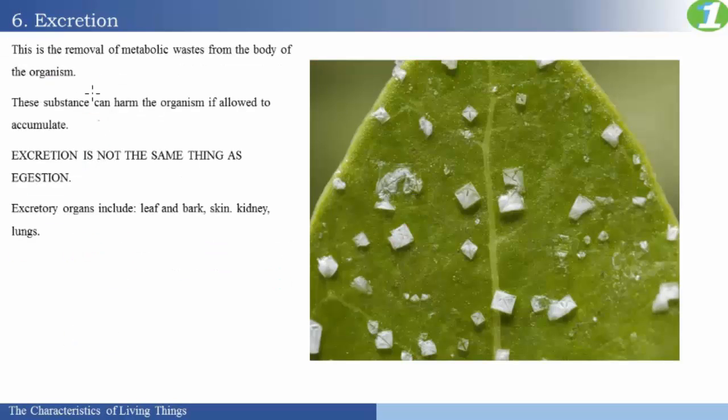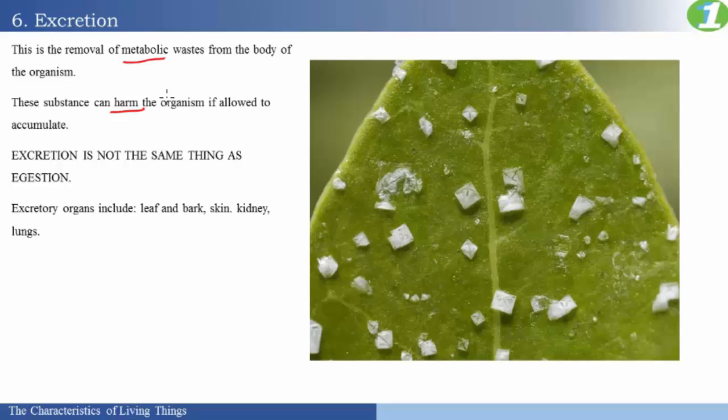Excretion is the removal of metabolic wastes from the body of the organism. The word metabolic simply means that it was involved in some sort of chemical process that occurred in the body. So some sort of chemical change has taken place. These substances, if allowed to accumulate, may harm the organism. So they will hurt the organism in some way if we allow them to collect or to accumulate in the area.